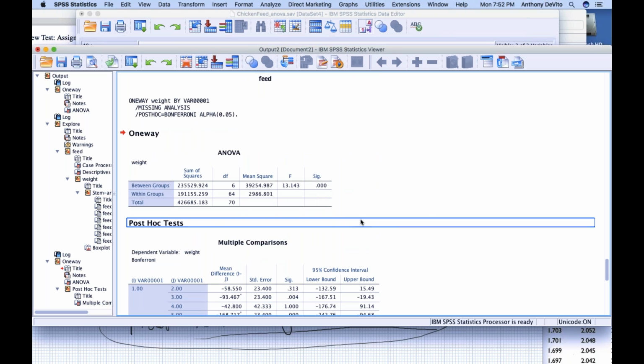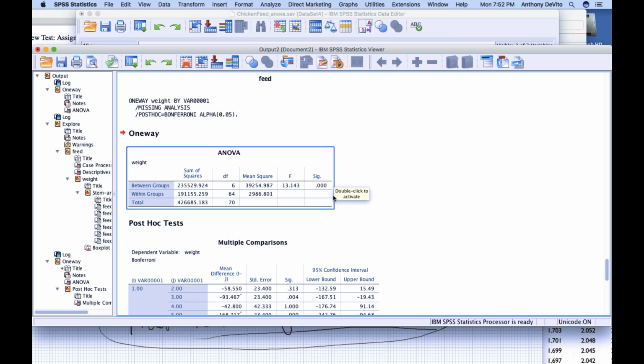So if you got this table and I asked you if you could reject your null hypothesis, if I asked you to assemble a null hypothesis, you would say, oh, it's 7 groups here. So mu1 equals mu2 equals mu3 equals mu, and so on. Alternative hypothesis: at least 2 of the means are different.